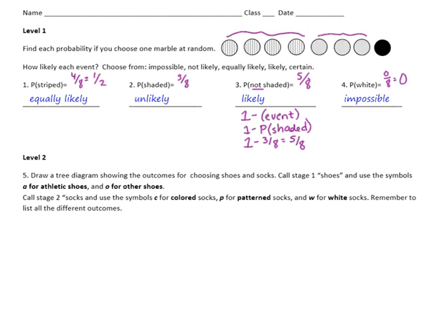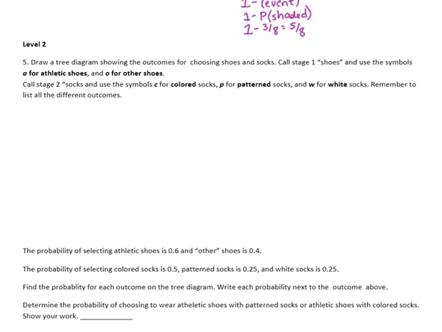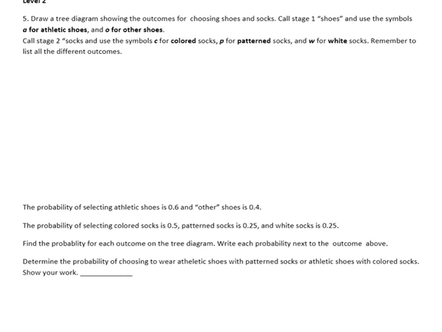The level 2 questions on the test will have to do with the tree diagram. And this is going to show the outcomes for choosing shoes and socks. We'll call stage 1 shoes, and we'll use the symbols A for athletic shoes and O for other shoes. We'll call stage 2 socks, and we'll use the symbol C for colored socks, P for patterned socks, and W for white socks. Remember to list all of your different outcomes.